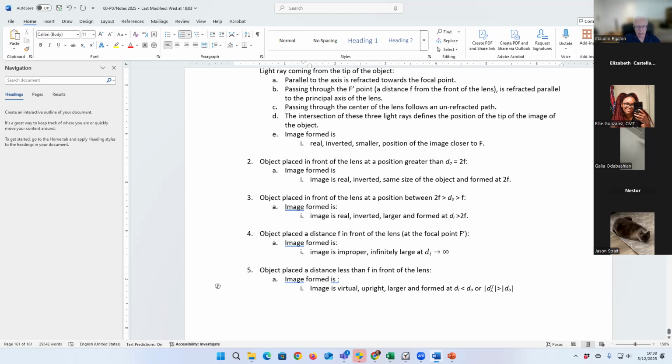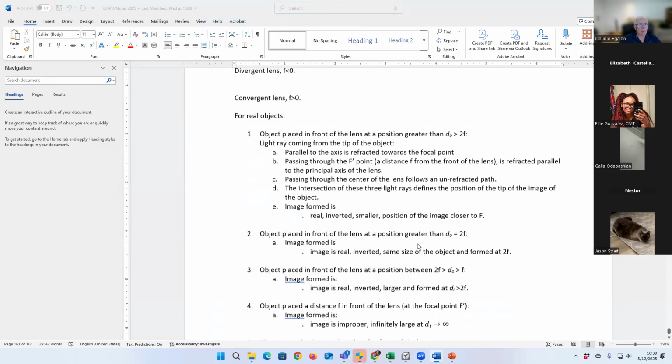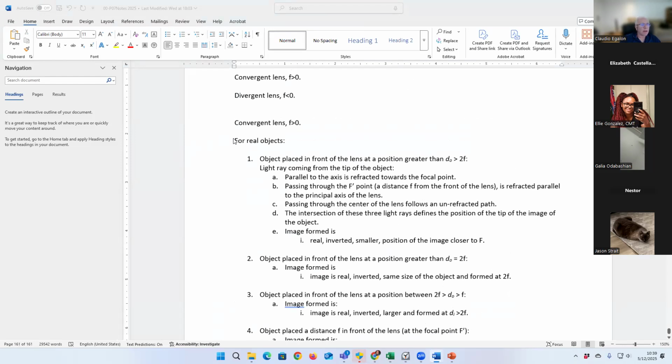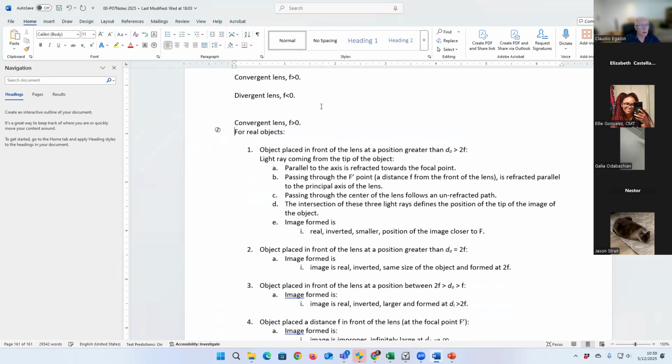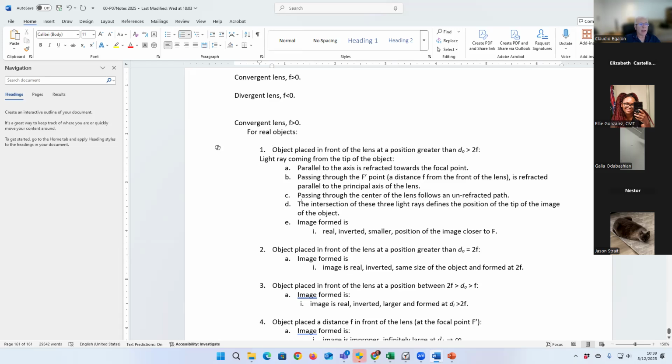Because we are dealing with the magnitude of DI. The regular DI that's negative is more negative than DO, right? That's why it's less. But if we take the magnitude of that negative number, the magnitude of DI is going to be greater than DO in number 5. That's for a positive focal length, convergent lens, f greater than 0. Like that for real objects.